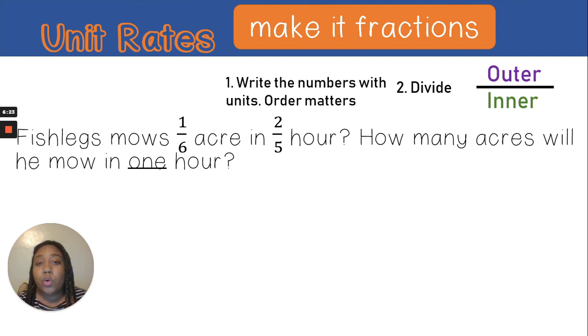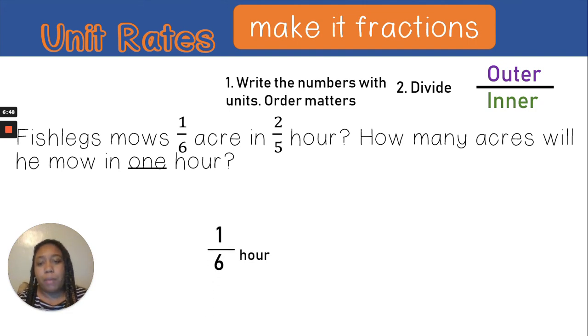Now I stress the order because sometimes they'll put it in the question differently, like fish leg mows for 2/5 of an hour and mows 1/6 acre. How many acres will he mow in 1 hour? Pay attention to the question part. So don't mind my 2 question marks because that's grammatically incorrect. But how many acres will he mow in 1 hour?